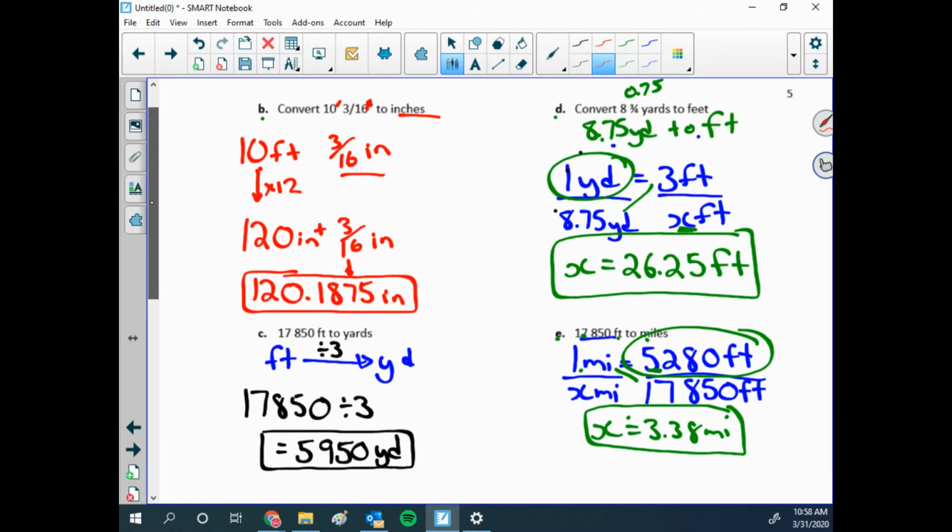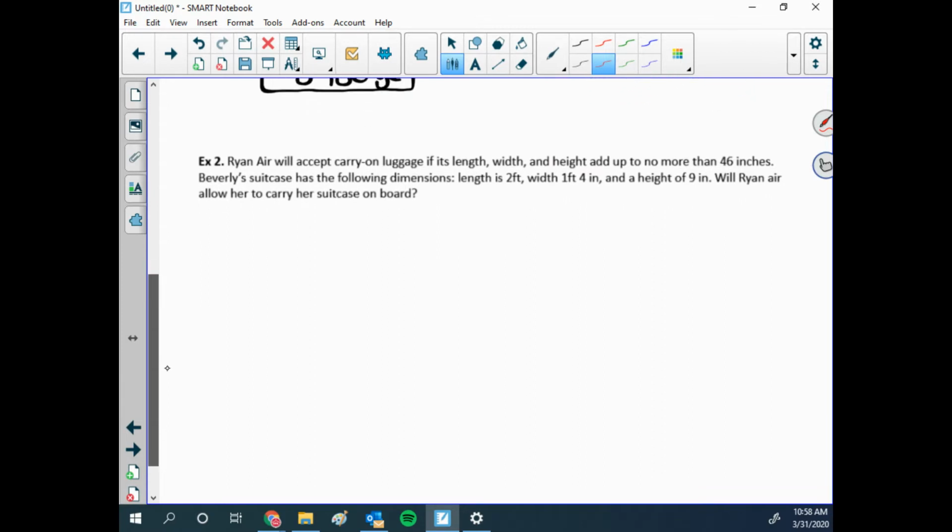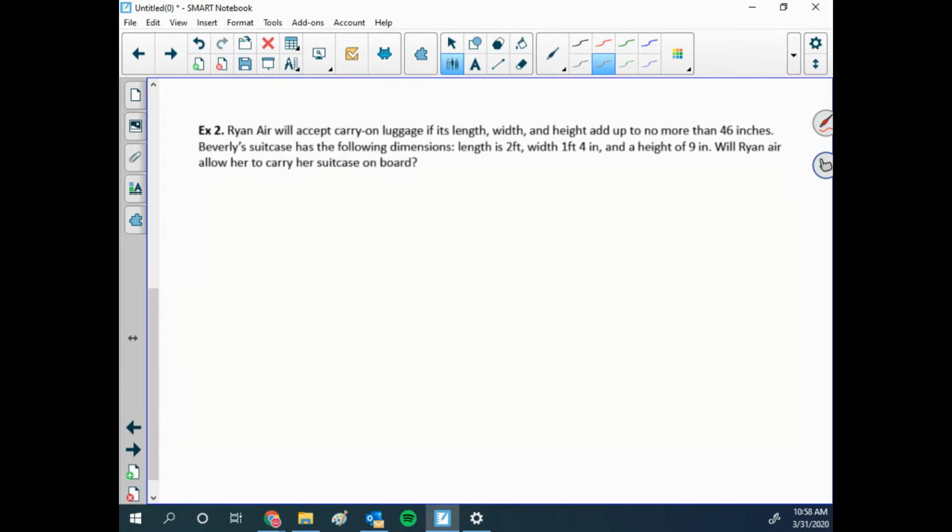All right. Last one here. It says Ryanair will accept carry-on luggage if its length, width, and height add up to no more than 46 inches. Beverly's suitcase is 2 feet in length, 1 foot 4 inches in width, and 9 inches in height. Will Ryanair allow her to carry her suitcase on board? Now, kind of a weird question because usually it's based off of volume, but I guess it's kind of the same here. So they have to add up to no more than 46 inches, the length, width, and height.